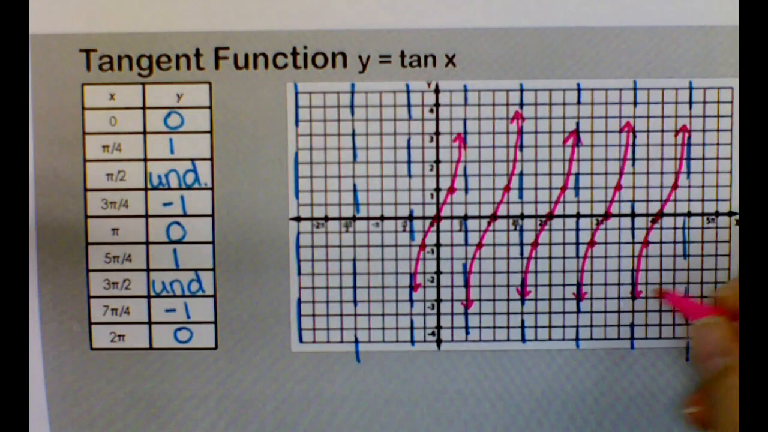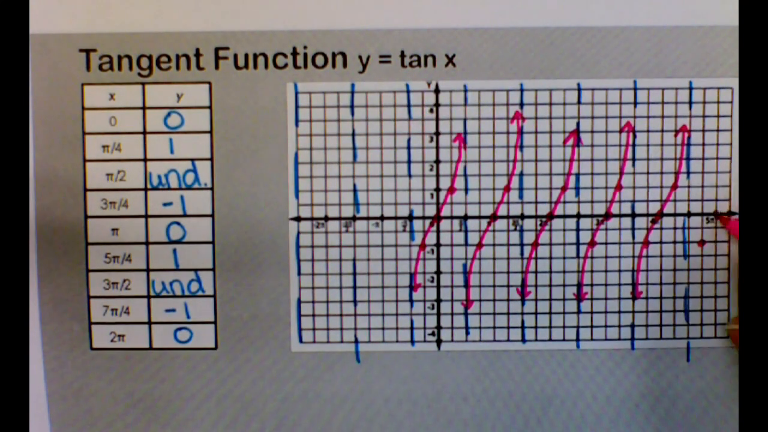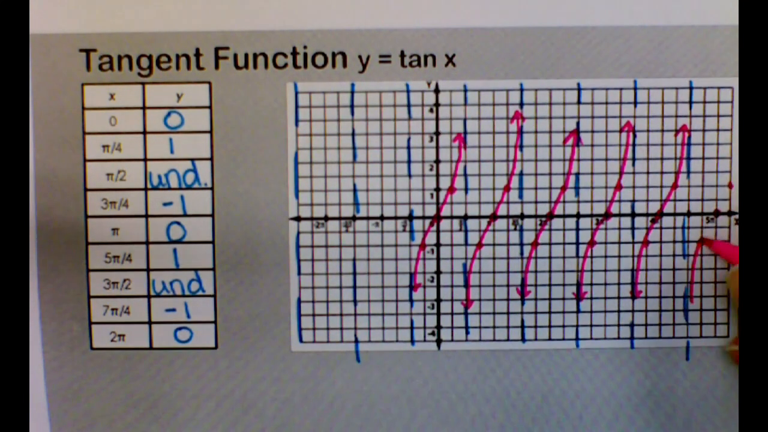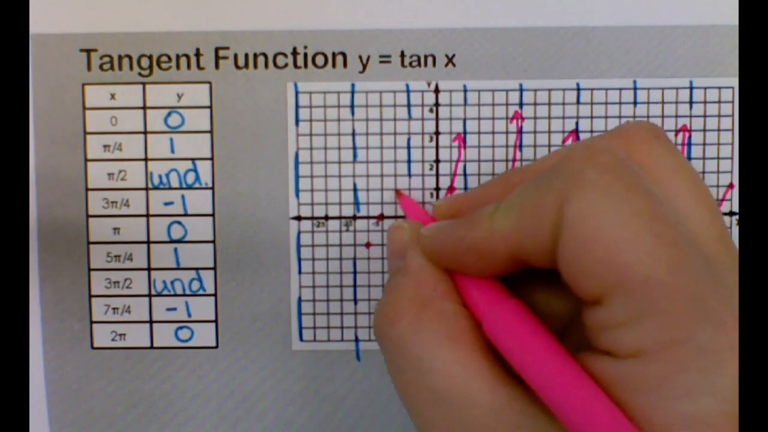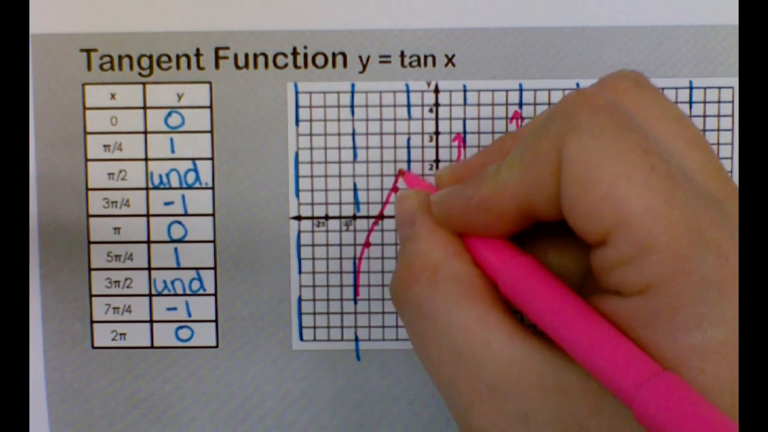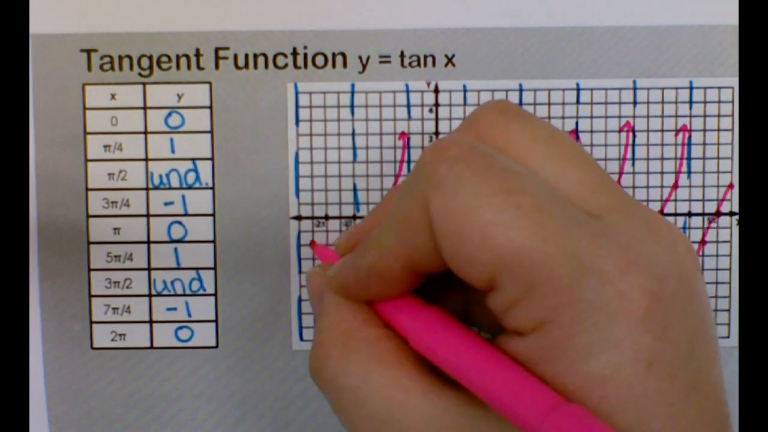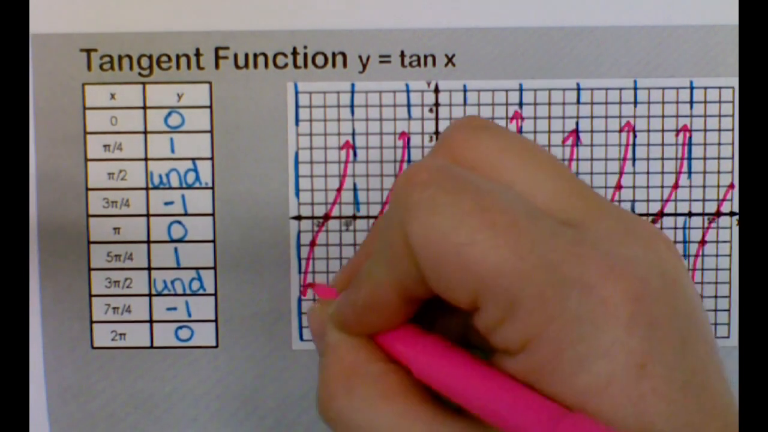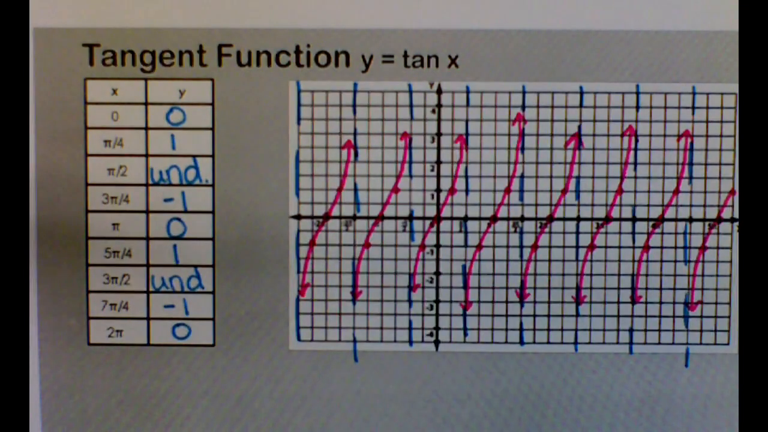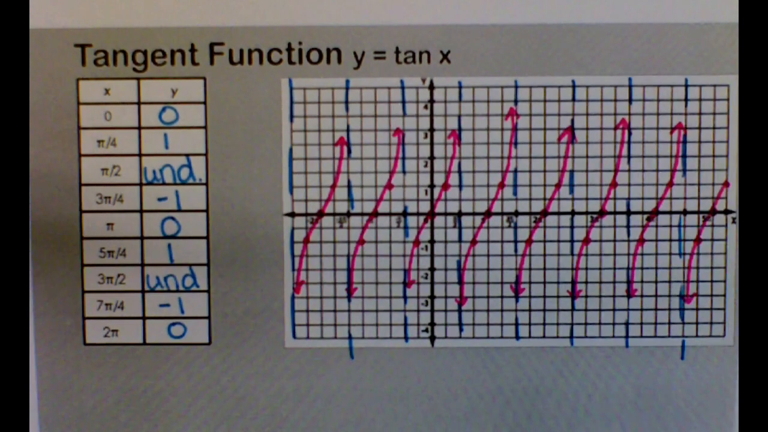Make sure you draw as many cycles of this as will fit on the paper. I ran out there. And negative 1, 0, 1. And there's the graph of our tangent function. It's got a lot of pieces and it repeats more often.